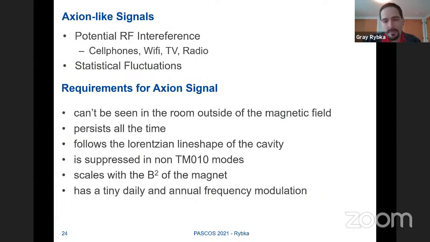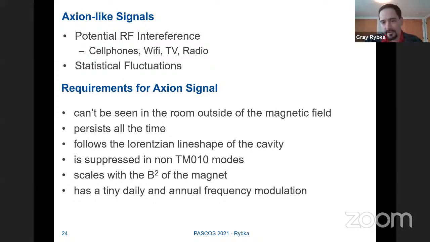So axions are not the only thing that cause bumps. There can be potential RF interference. We're operating in the gigahertz range, so there's cell phones, Wi-Fi, TV, radio, all sorts of things. And there can also be statistical fluctuations, the look-elsewhere effect. So we have stringent requirements for what makes an axion signal.